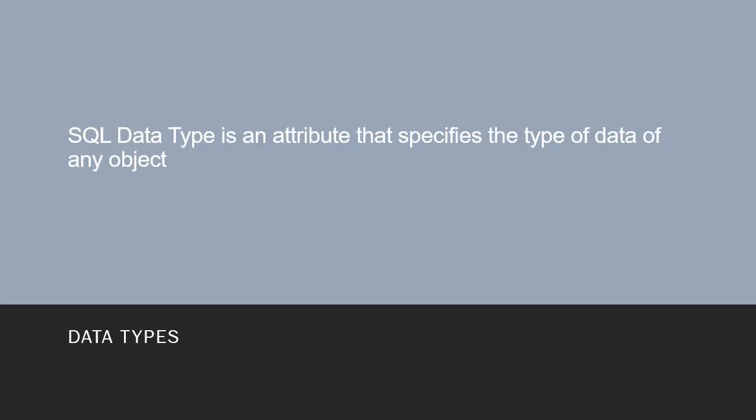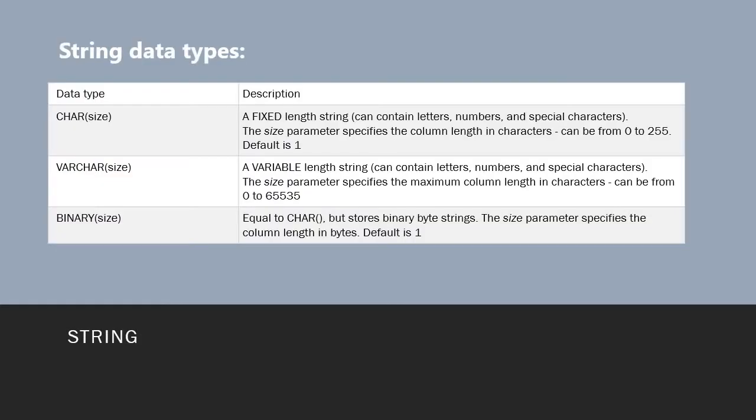An SQL data type is an attribute that specifies the type of data of any object. As I explained before, data types are for describing the type of data of any object. There are different types of data types: string data types, numeric data types, and time and date data types. So let's go ahead and discuss string data types.